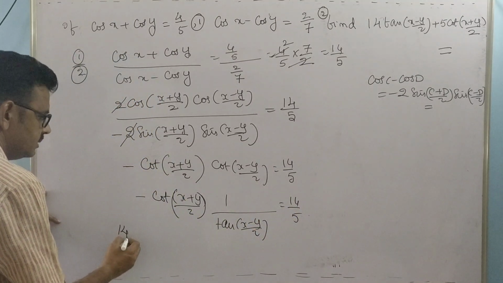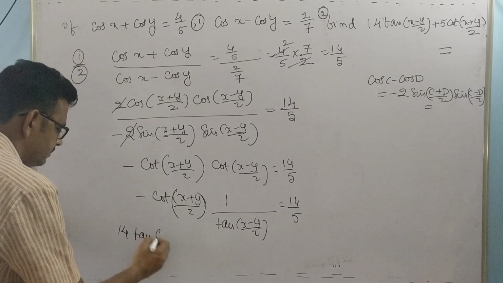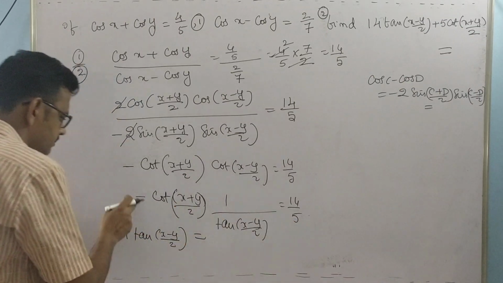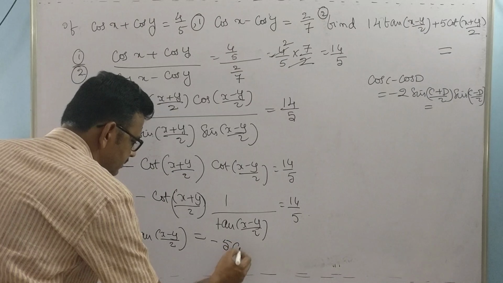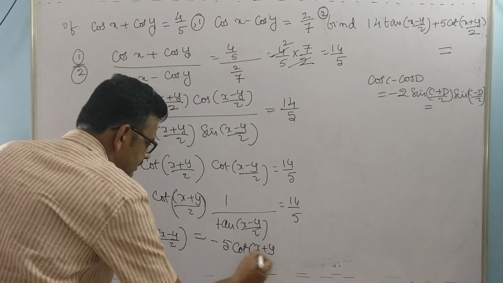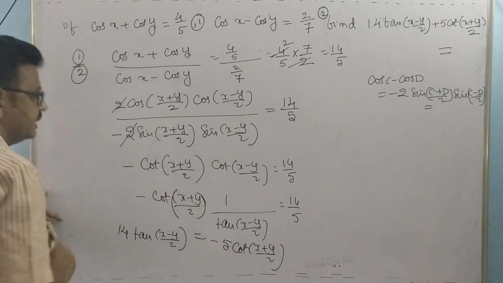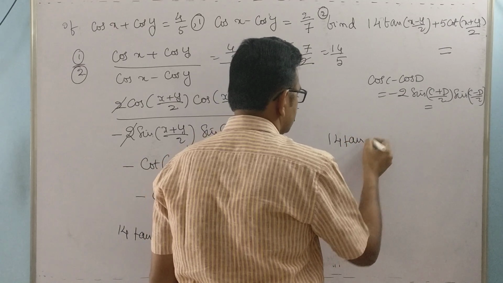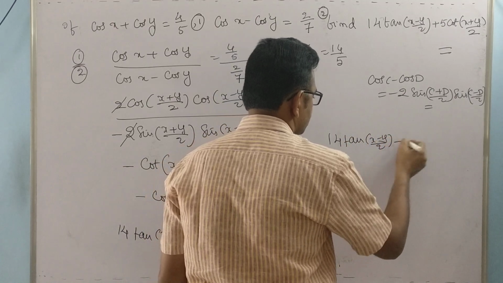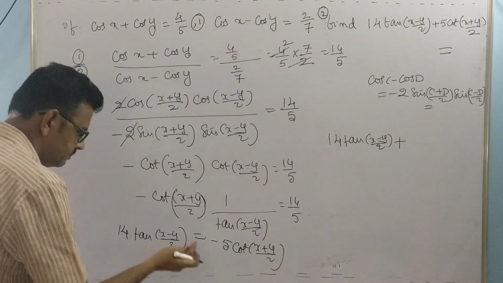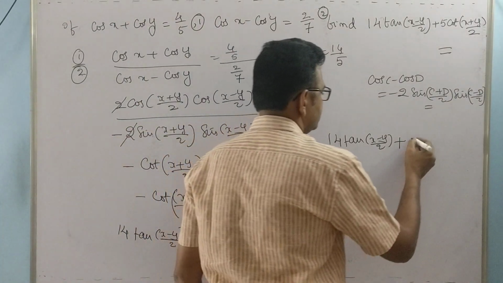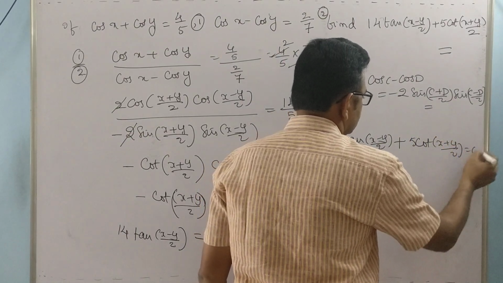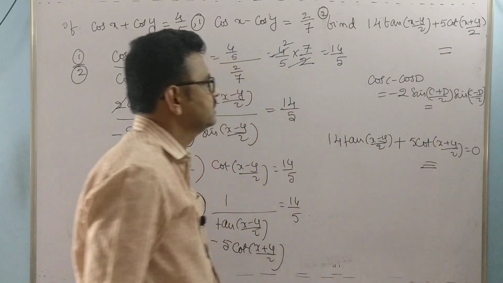Now by cross multiplication, 14 tan of (x minus y) by 2 is equal to minus 5 cot of (x plus y) by 2. If I take this to the other side, that implies 14 tan of (x minus y) by 2 plus 5 cot of (x plus y) by 2 is equal to 0. So the answer is 0.